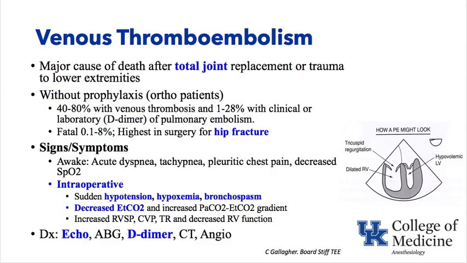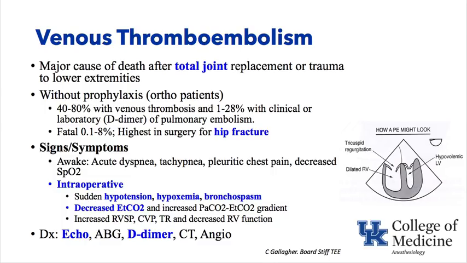What are the signs and symptoms of venous thromboembolism? If you're awake, acute dyspnea, breathing fast, pleuritic chest pain, saturation dropping. If it's intraoperative, sudden drop in blood pressure with a drop in saturation and a decrease in end tidal CO2.